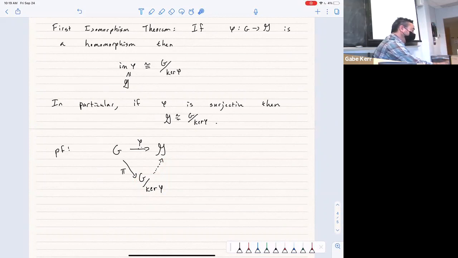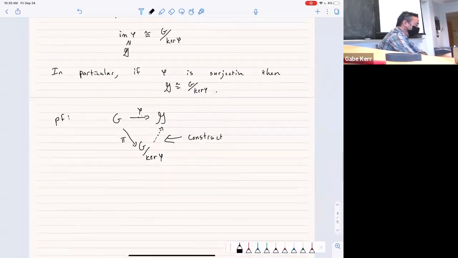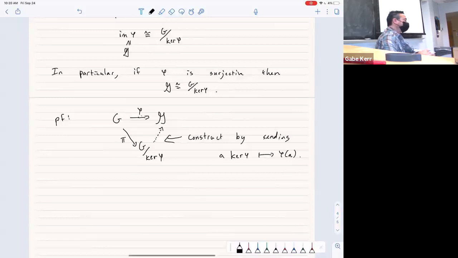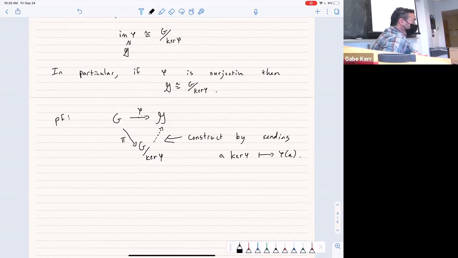So construct this. Just say, a coset, a times kernel phi, maps to phi of a. That's a definition. We show this is a one-to-one map. So it gives you an isomorphism onto the image. So that's nice.